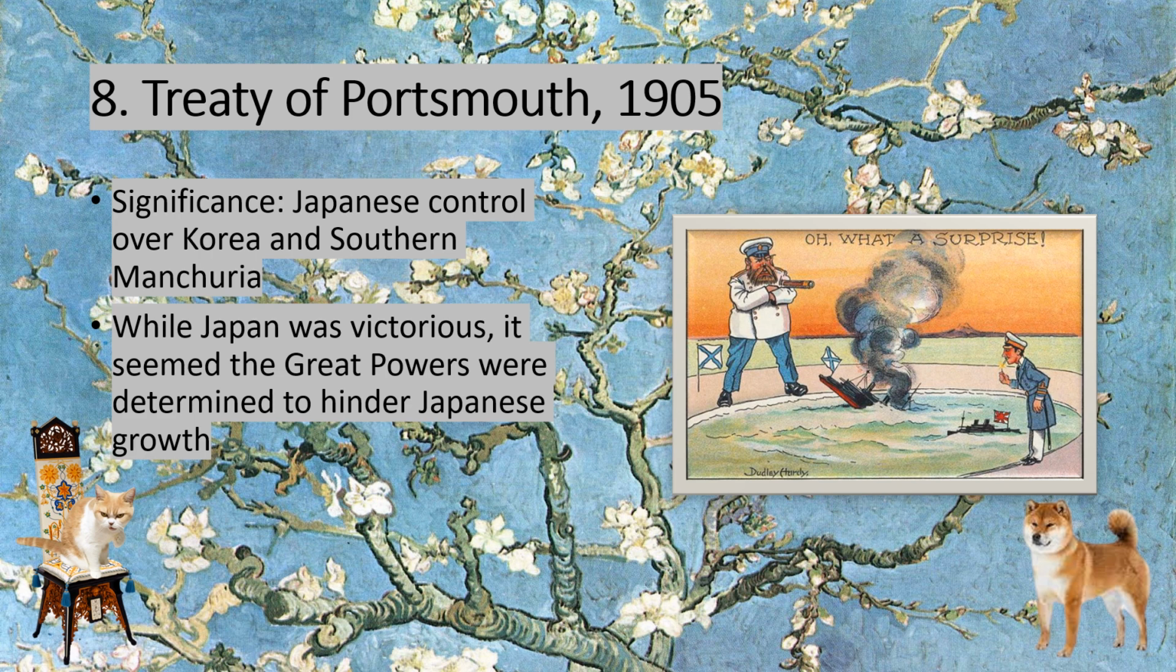Nevertheless, Japan believed that it should have received an indemnity from Russia to pay for the war, all of the islands under dispute, and outright control of Port Arthur, the Liaodong Peninsula, and parts of Manchuria instead of having to lease them from China.